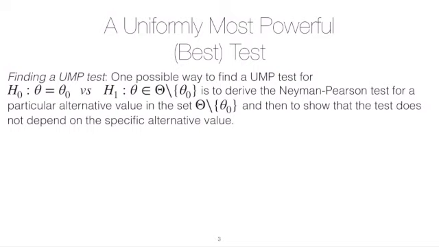But we should note that that doesn't always happen, so it might be the case that there isn't a uniformly most powerful test for a given null and alternative. One way that would happen is if you had data from a normal distribution and you were testing that the mean mu is equal to some value versus not equal to, so a two-sided test. In that case, you won't have a uniformly most powerful test.